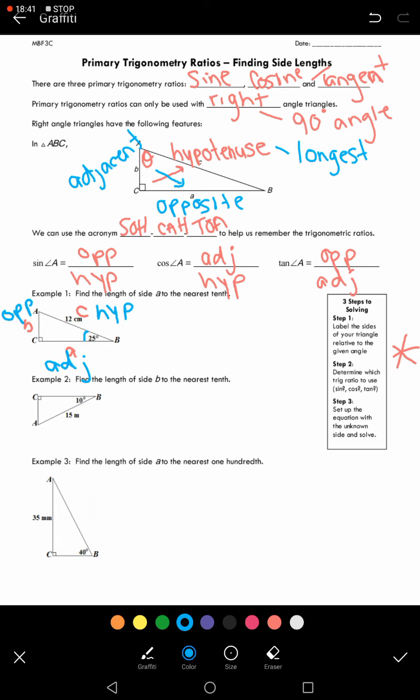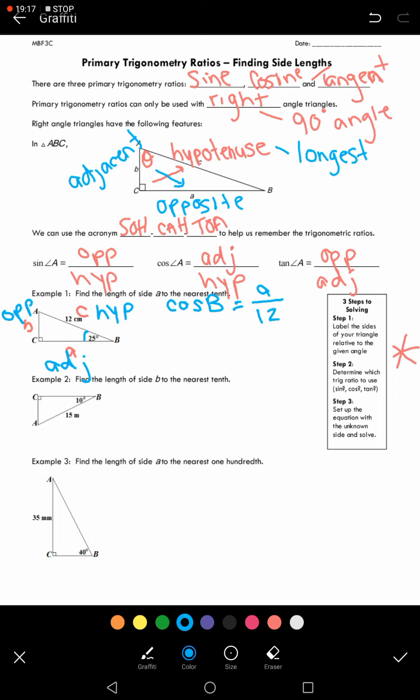Okay, so I'm going to start by just writing it out. So I have cos B. The reason I have B is that is the angle measurement that I actually have. My adjacent side we're just going to call A, and my hypotenuse is 12. Okay, so we determined what ratio, and I've moved already on to step 3. So step 3 says set up the equation with the unknown side and solve. Okay, so our last step here is to solve.